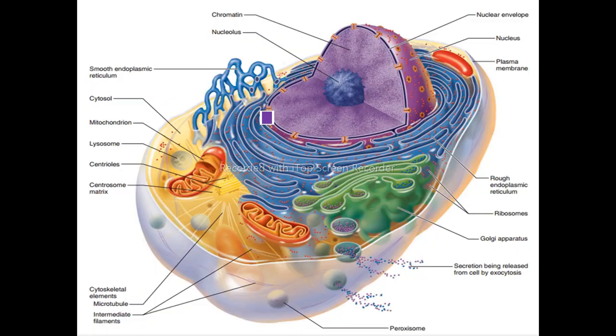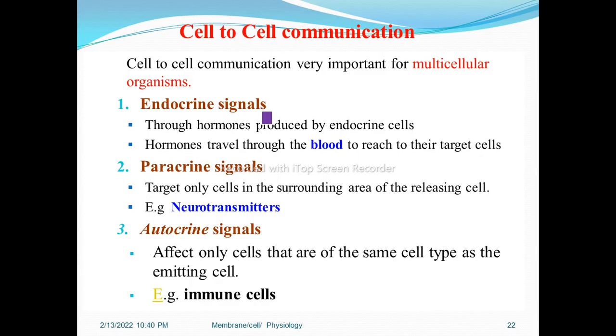And the other is also the nucleus. I told you nuclei are very important. They have a nuclear envelope, nucleolus, nucleoplasm, and chromatin. Within chromatin there is DNA and RNA, and the nucleolus also contains DNA and RNA.